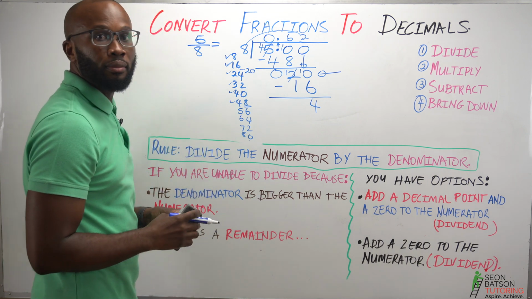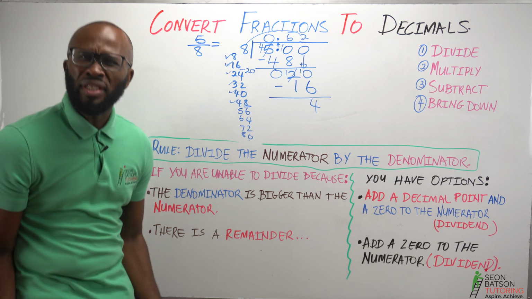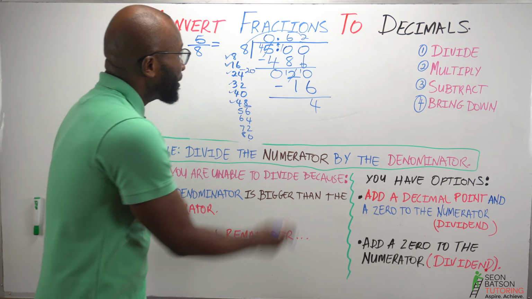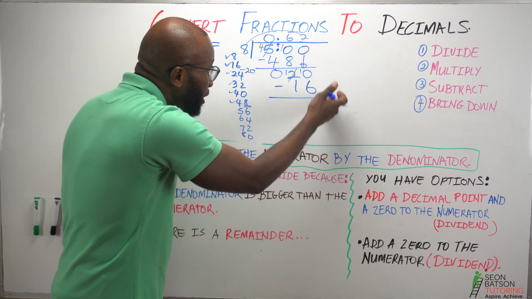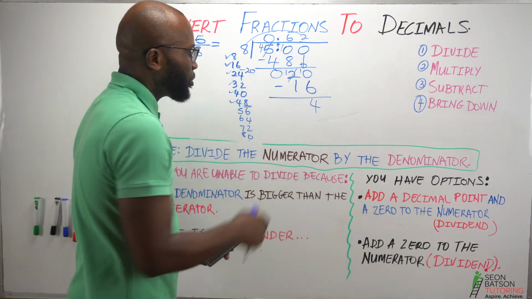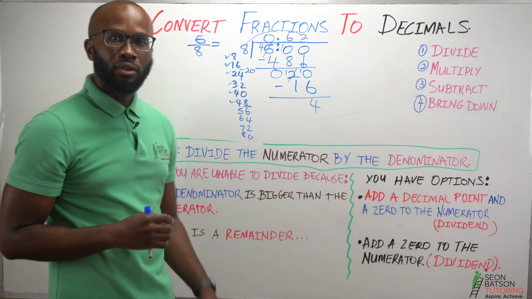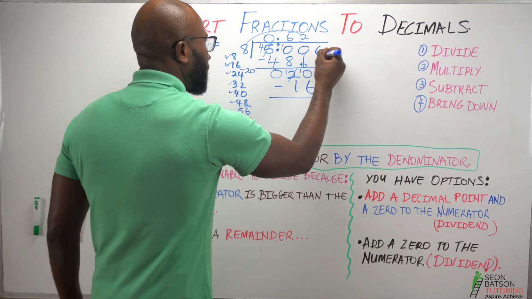And we get 4. Yes? But there is a problem, y'all. Do you see the problem? Yes. This 4 is a remainder because we have no more numbers to bring down. But we have options. Since there is already a decimal point, we'll only add a 0 to the numerator and continue dividing. Add a 0.